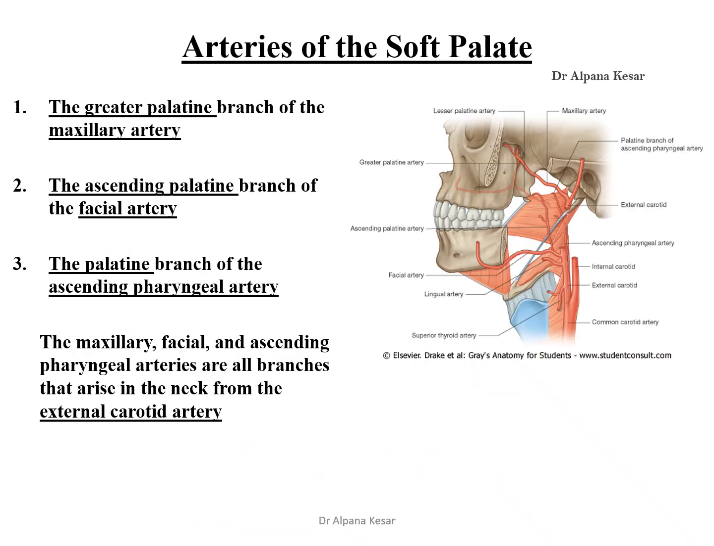Arteries of the soft palate that supply blood to the soft palate are: greater palatine artery, which is a branch of maxillary artery; ascending palatine artery, branch of facial artery; and the palatine branch of ascending pharyngeal artery. The maxillary artery, facial artery, and the ascending pharyngeal artery are all branches of external carotid artery.